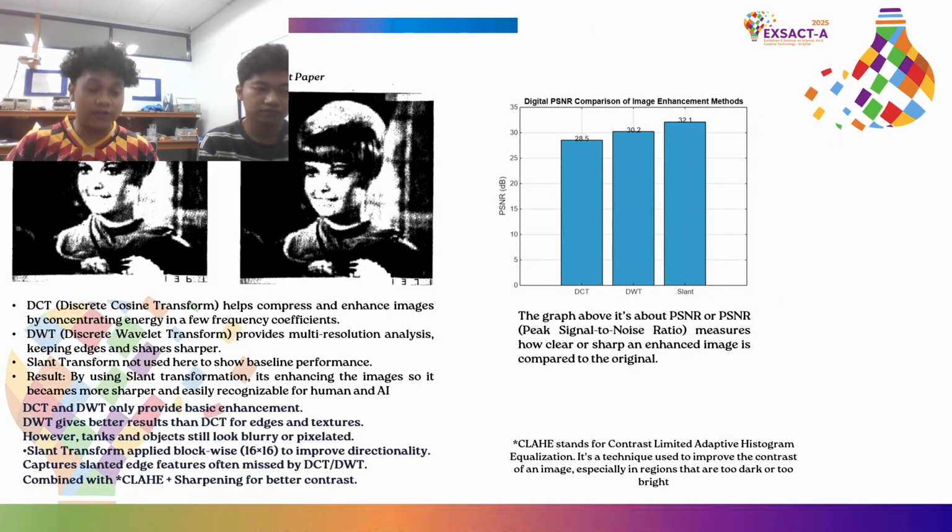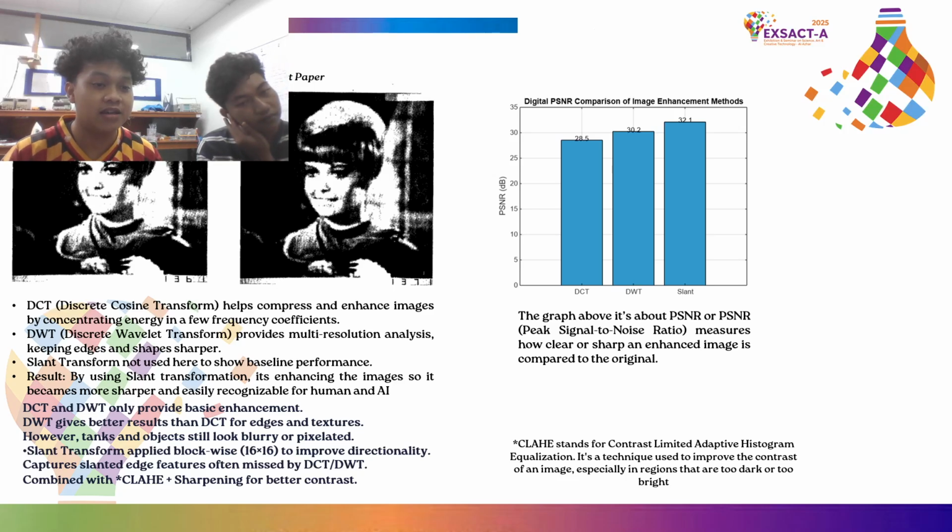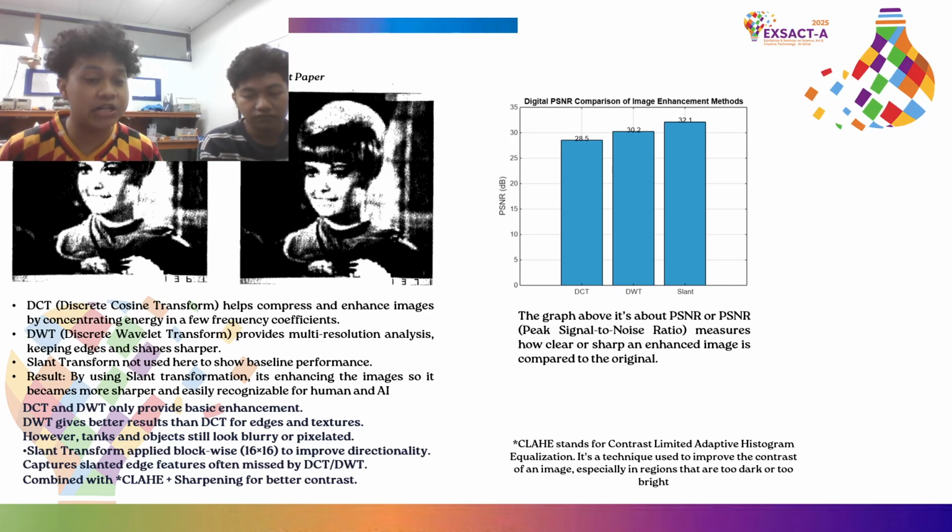And then for results and discussion, I'm trying to compare it again with the William K. Pratt paper. As you can see, these two are almost the same pictures, but the first one is without any slant transformation, and when we combine it with the slant transformation, it becomes more recognizable. We can see the eyes, we can see the smiles, because the slant transform is not used here to show baseline performance. The slant transform is enhancing the image, so it becomes sharper and easily recognizable for humans and AI.